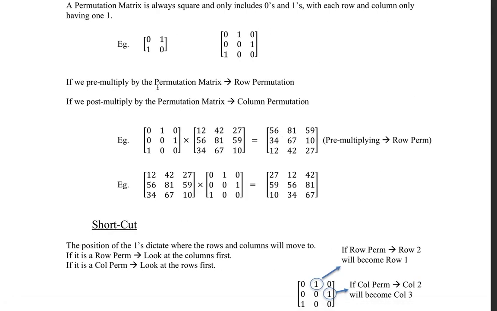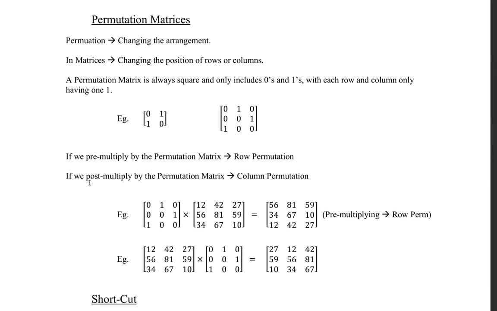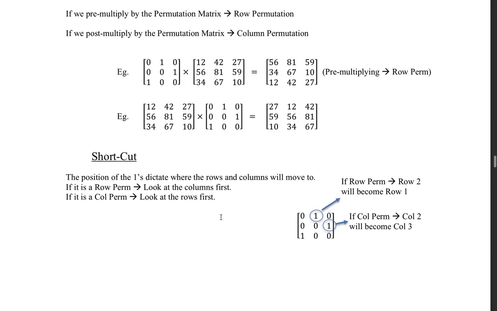So that's permutation matrices. Again, this is in the summary. And make sure you understand that you can just multiply them. Pre-multiplying, a row permutation, post-multiplying, a column permutation, and there is that shortcut.